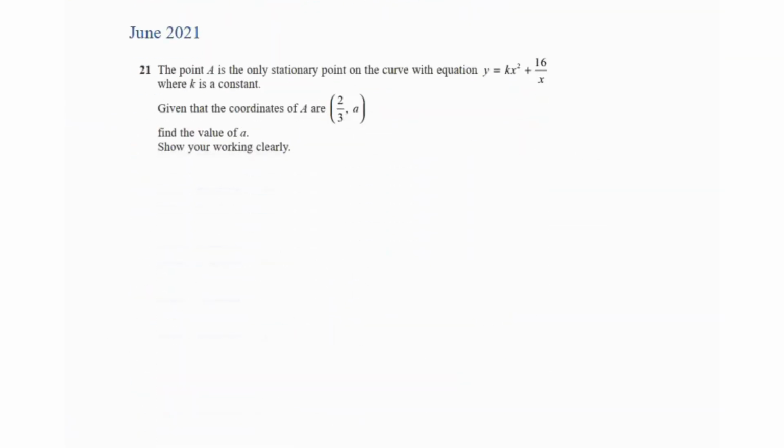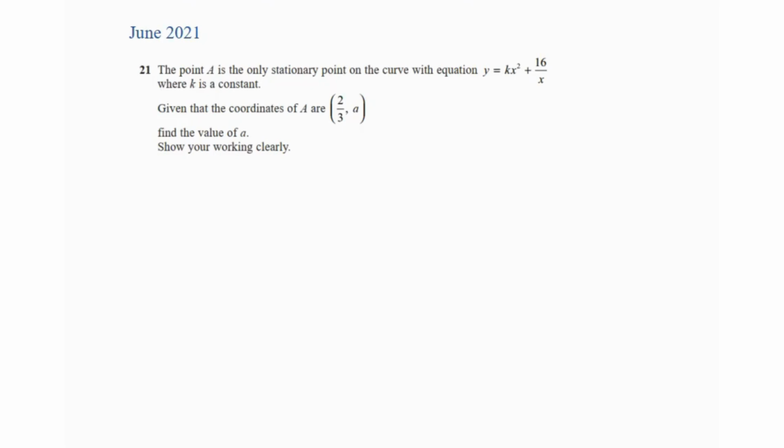Then the next question says that the point A is the only stationary point on the curve with equation y equals kx squared plus 16 over x, where k is a constant. Given that the coordinates of A are 2 over 3 and a, find the value of a, show your working clearly. So far we're on the third question, and I think in total I've gathered like 10, 11 questions.